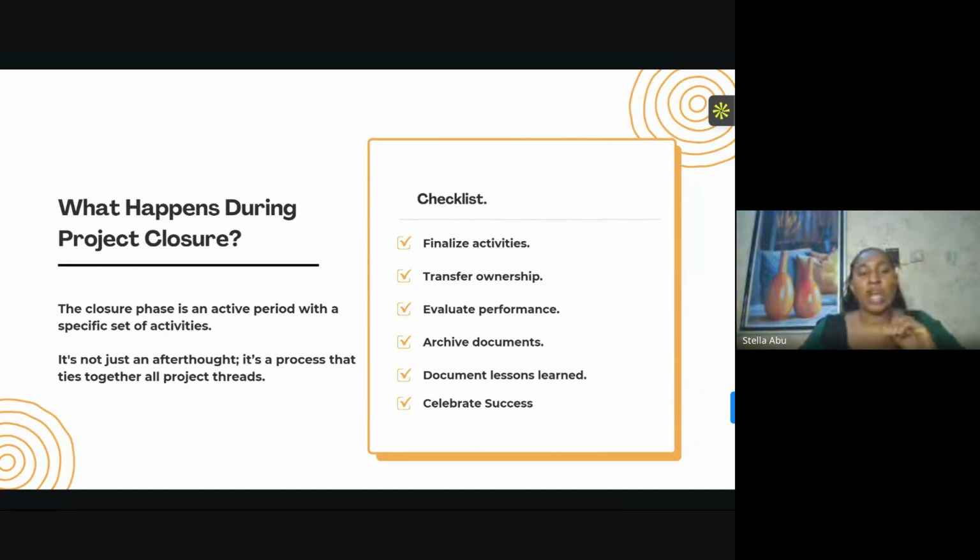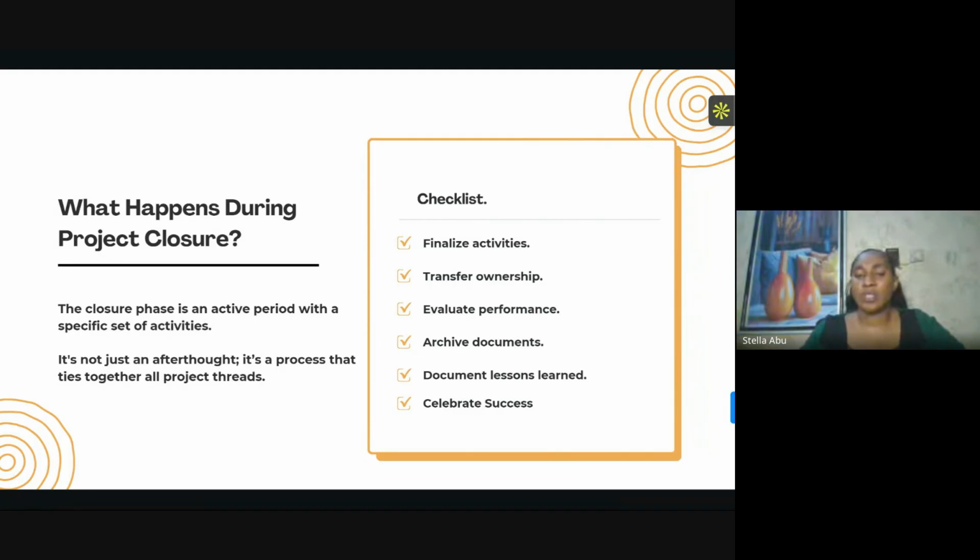And then we have finalized activities, transfer your ownership, which we just said. This is what I have done. I'm transferring it to the owner, which may be the customer or wherever the case, people, stakeholders benefiting from it. Evaluate your performance. What did I achieve? Right? Document your lessons learned. You see, documenting lessons learned is one of the issues we are having. Now, how do you finalize all your project activity?